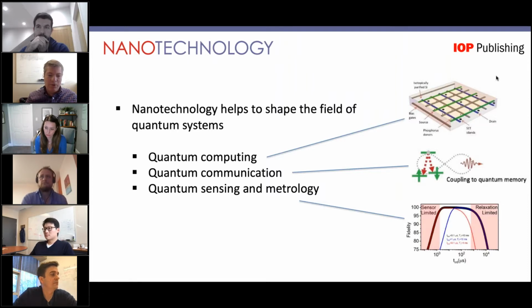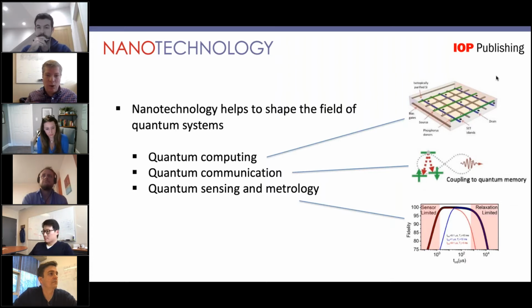The idea of this roadmap article is to highlight the growing convergence of these two fields, recognizing that nanotechnology is really helping to shape the field of quantum technologies, at least for an important subset of implementations. Now, of course, it's a two-way street.